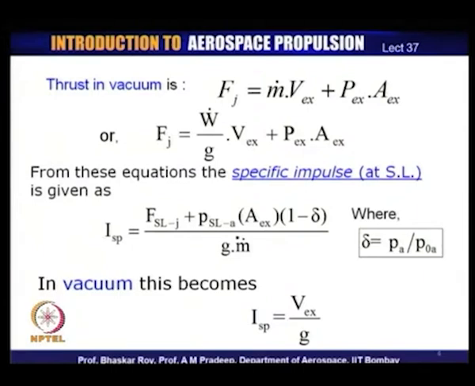Now, if you write the specific impulse that we had introduced in the last class, we can write down the expression: I_sp is equal to F_SLj plus P_SLA into A_ex into (1 minus delta) divided by m dot g. This is the general I_sp term, which can be used for finding out the specific impulse at sea level, and that is the value you need first for the rocket to lift off. So, one can find the specific impulse at sea level.